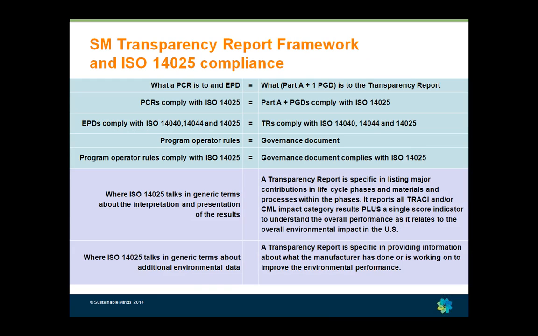as it relates to the United States of America. Now, the second difference is that 14025 talks, in generic terms again, about additional environmental data, and the transparency report is specific in providing information about what the manufacturers have done in terms of understanding their product and its environmental performance, and what they are doing to improve that performance.